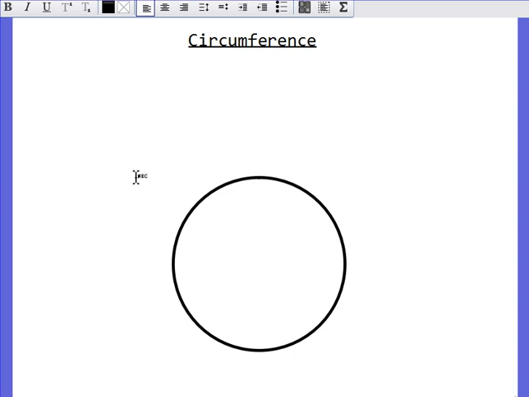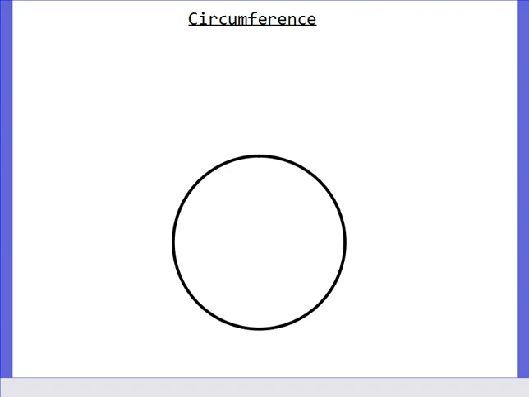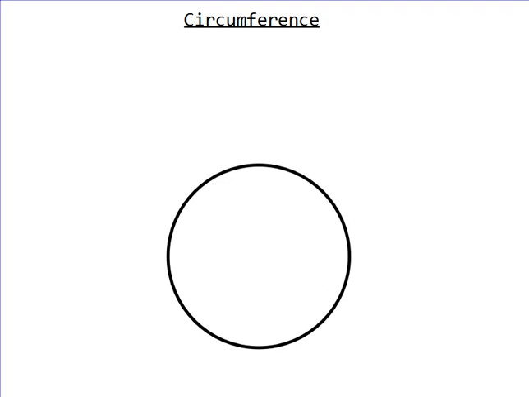Hi everyone, the next part of your homework then is on circumference, and this video is going to be quite short because we've already studied this in class. So very quickly then, we need to know the formula to calculate the circumference of a circle. Let me just remind you, the circumference of a circle is the distance around the edge of it. So it's the length of this curved edge, and that's what we're trying to find.